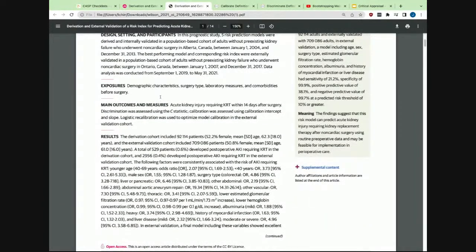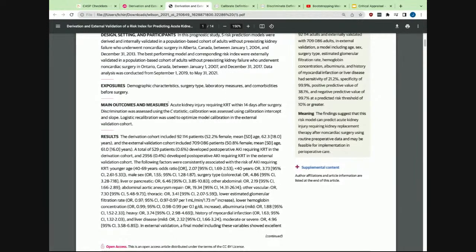So exposure means what? Exposure is the variable that leads to the outcome. So how did they test? They are looking at all the different risk factors, and as you can imagine, what can predict acute kidney injury: demographic, the surgery, lab measures, and comorbid before surgery. Okay, so this is pretty logical, and then we can move on.